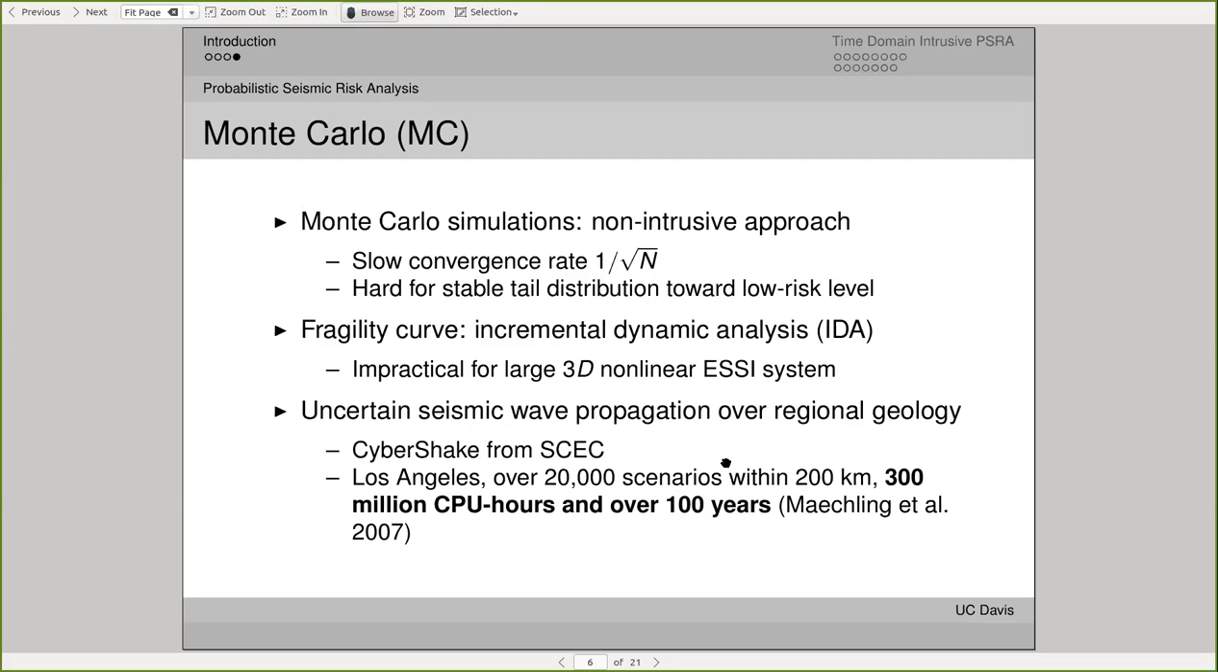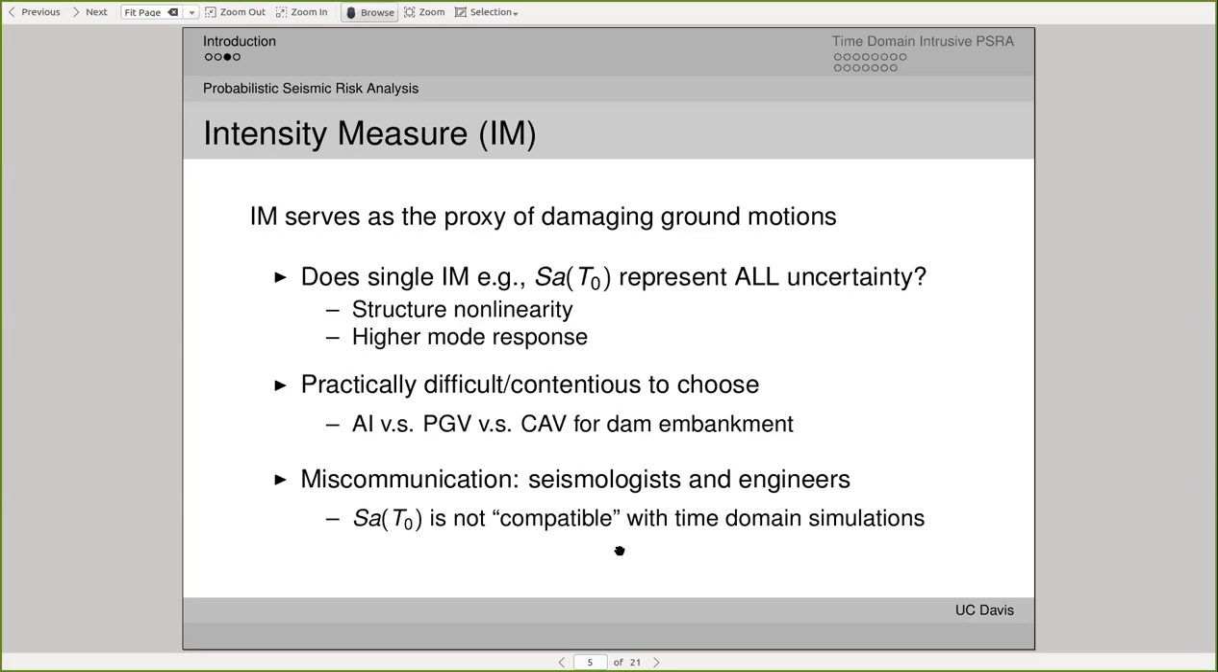Yes, can I add a comment? So please go back to the previous slide. So okay, essentially, yeah, previous slide.